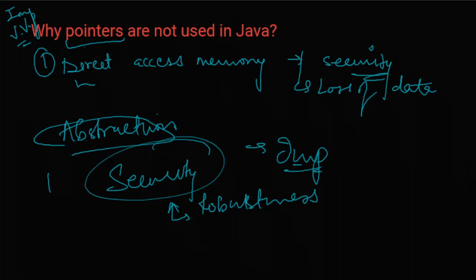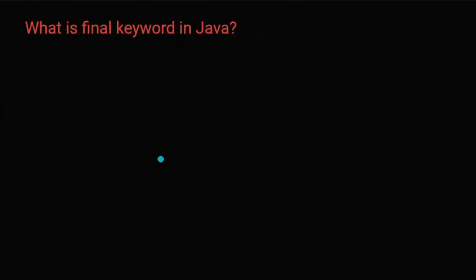Now let's come to the next one. We have the final keyword. You must have heard of final, finally, there are various keywords. So we have a final keyword in Java. What is this final keyword? As the word says, final means there's no change going to happen now. Whatever the thing is, it is now. We won't do anything.